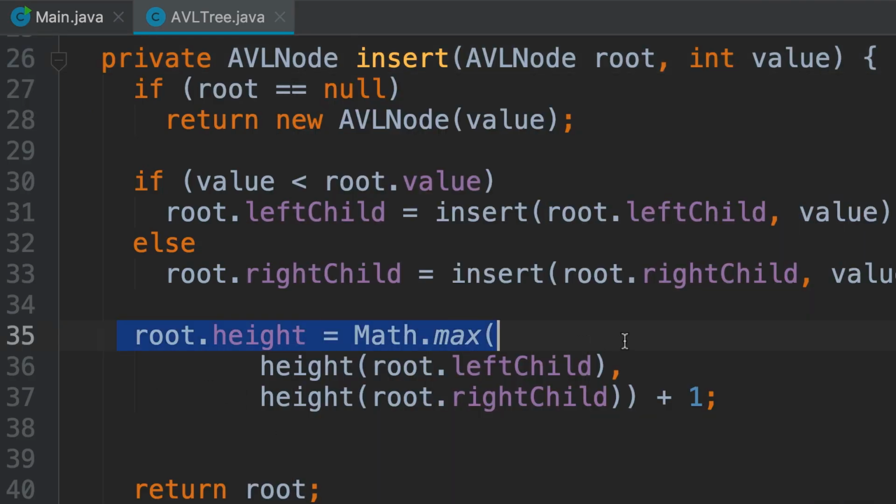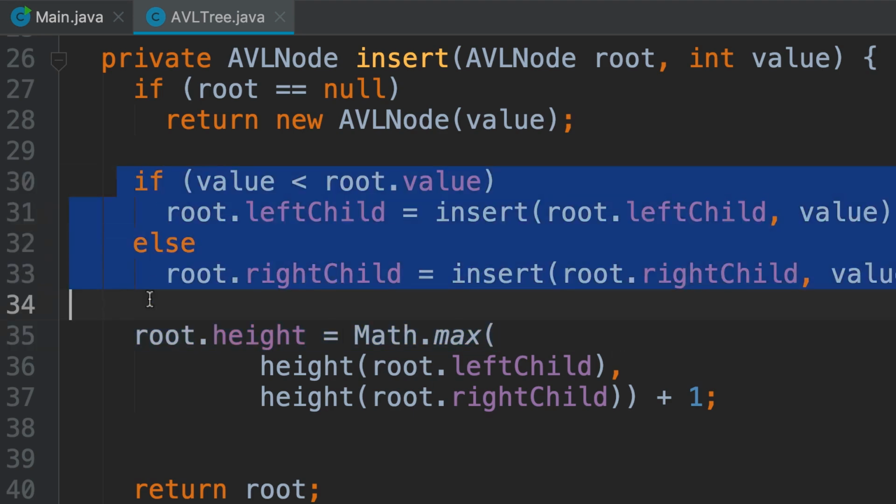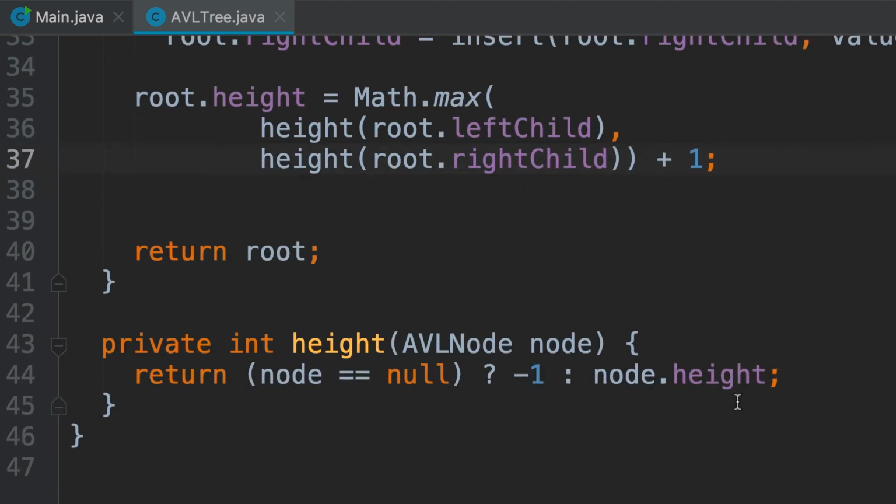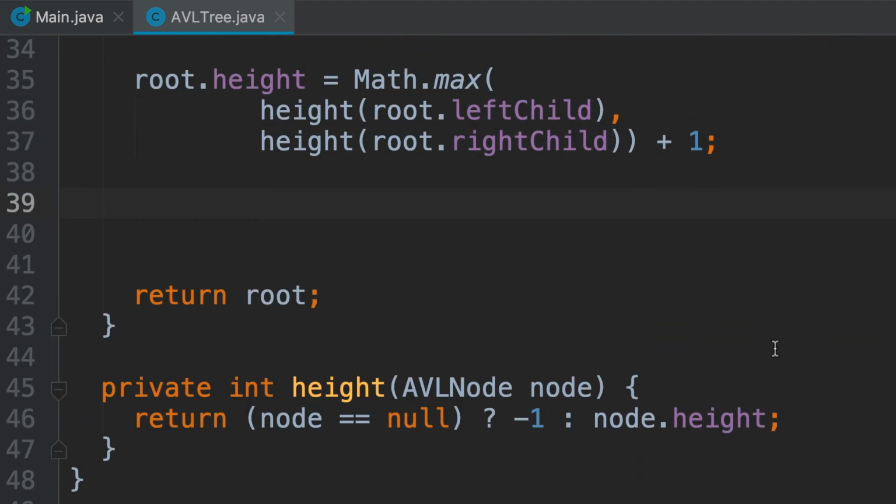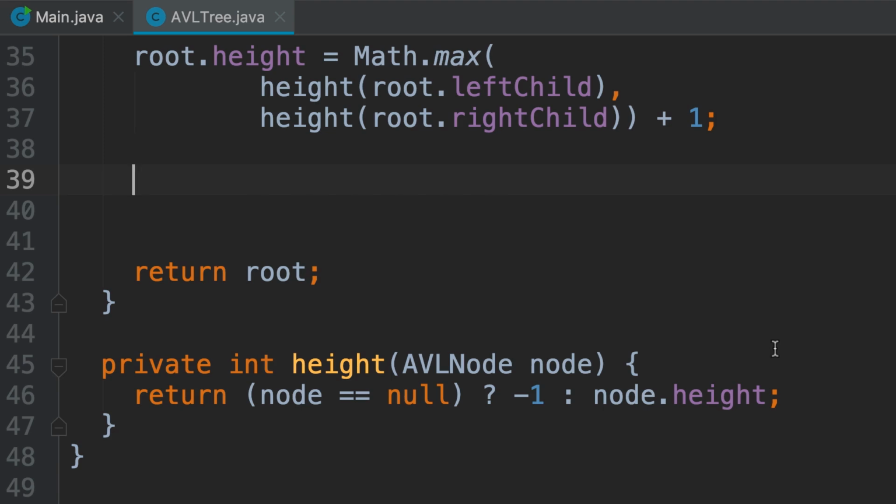Now that we have the height of every node, we have to check to see if our tree is unbalanced. How do we do that? Very easy. After we append a new node to this root node, it is possible that this root node or one of its parents become unbalanced. So after we set the height, we have to compare the height of the left and right subtrees. We want to make sure that the difference is less than or equal to 1.